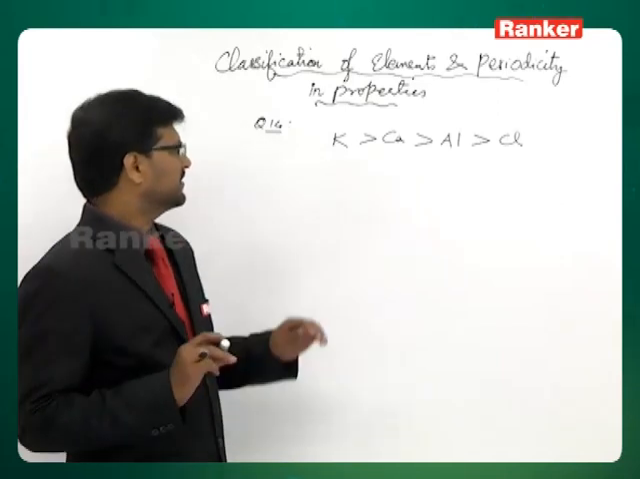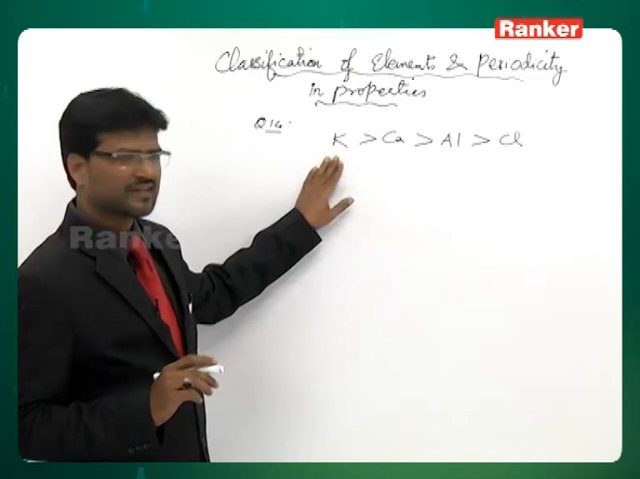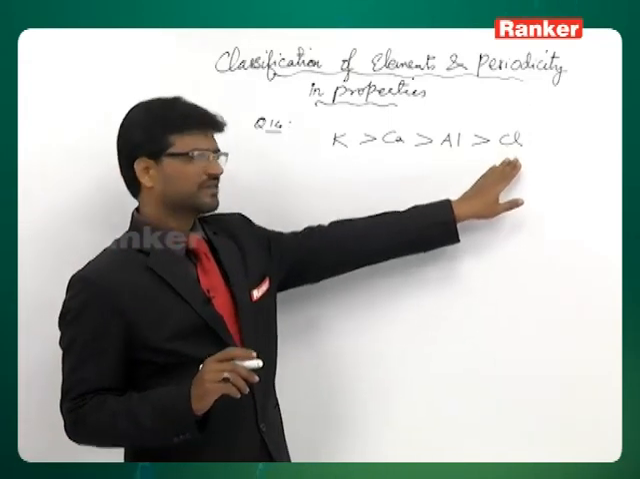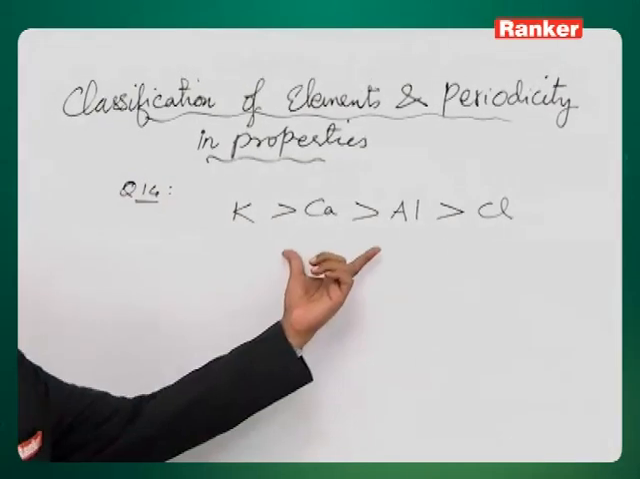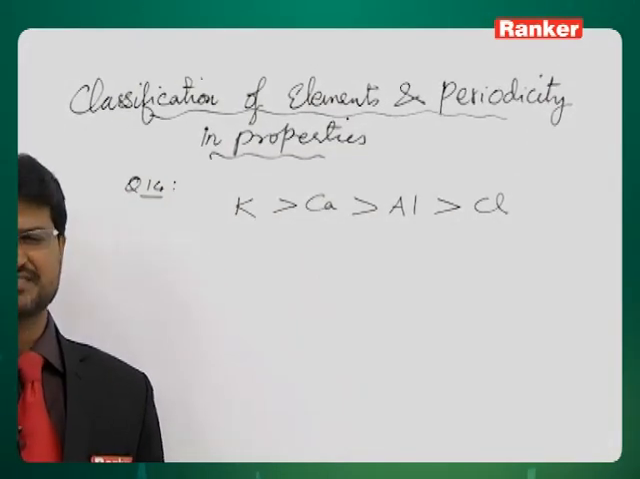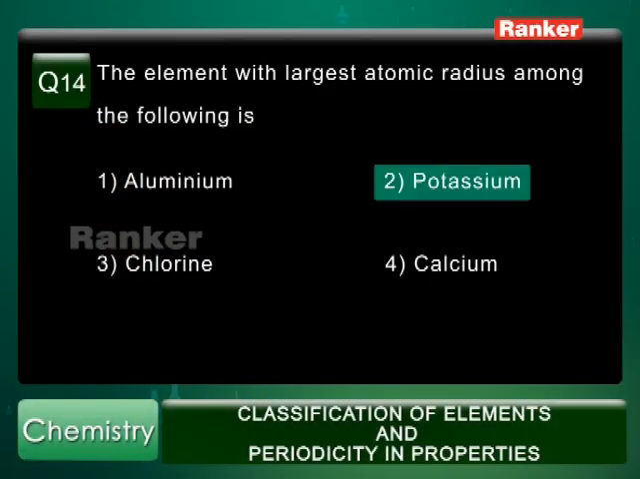So the atom which is expected to have largest size is potassium, the alkali metal, and the atom which is expected to have smallest size is chlorine, that is halogen. So this is the order of size of these atoms. So the correct answer is second option, potassium has the largest size.